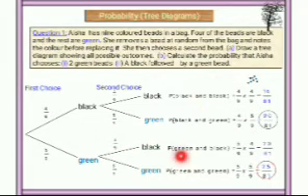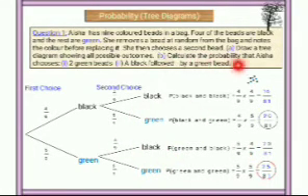So these are the possible outcomes. So black, green, green, black, and then green, green. Is that okay? So black and black, black and green, green and black, and then green and green. So these are the possible outcomes.